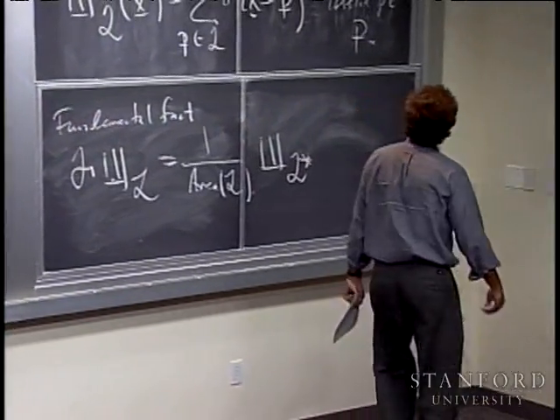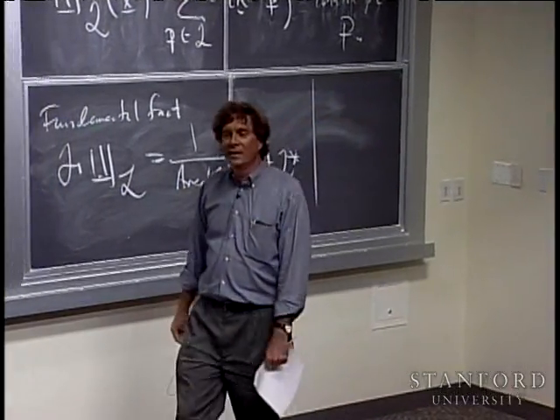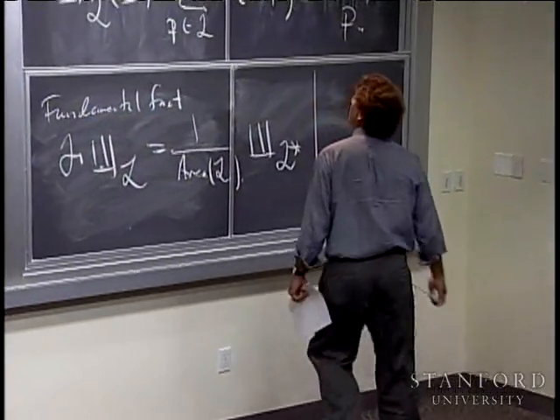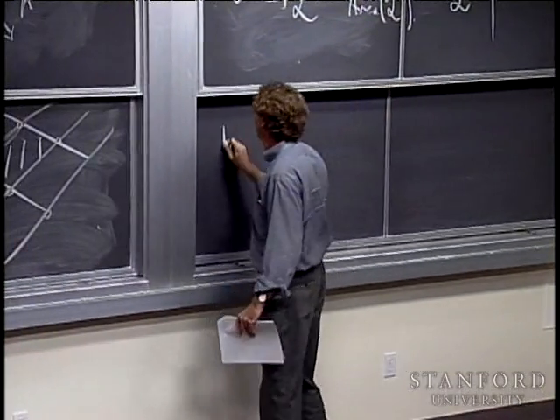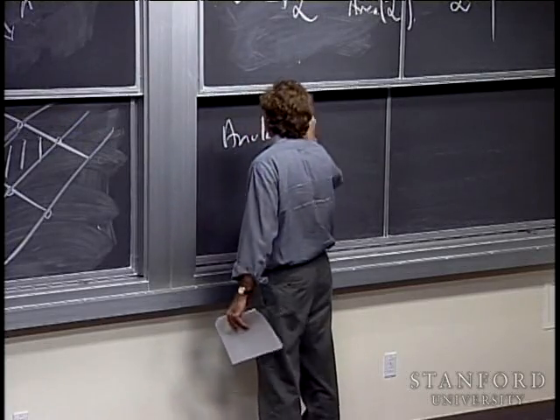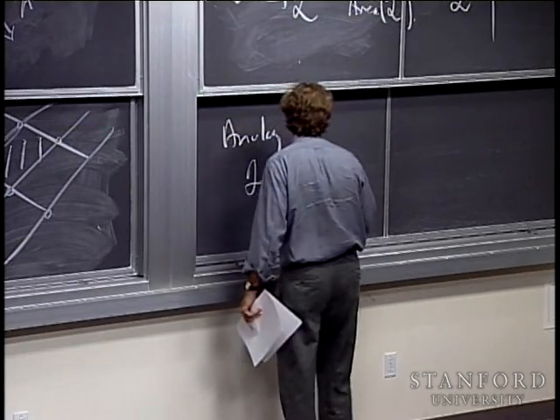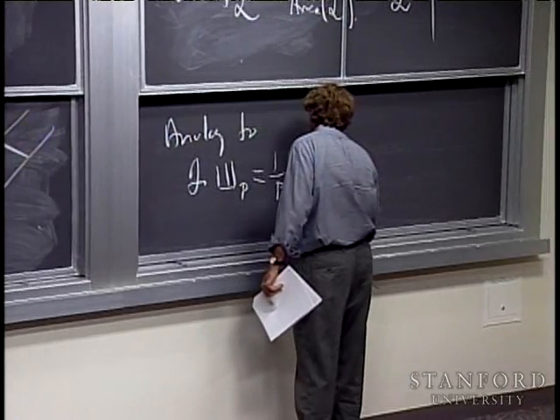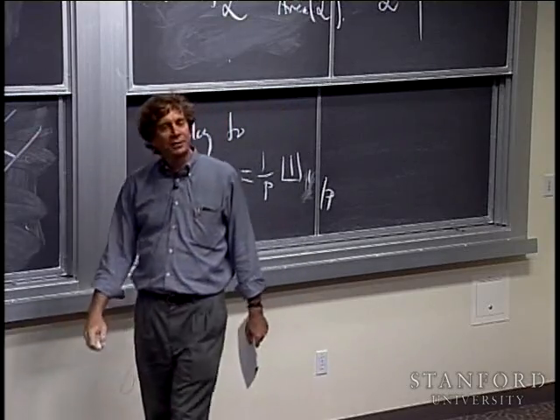This is exactly, if you believe it, analogous to the one-dimensional formula. This is the analog of the Fourier transform of the Shah function with spacing p. The one-dimensional Shah function with spacing p has Fourier transform 1 over p times the Shah function with spacing 1 over p. There, reciprocal just means 1 over.